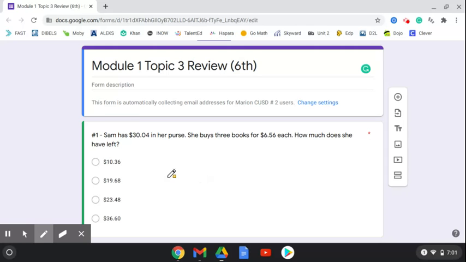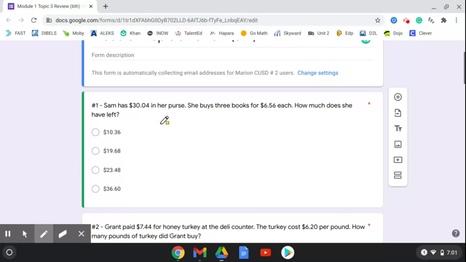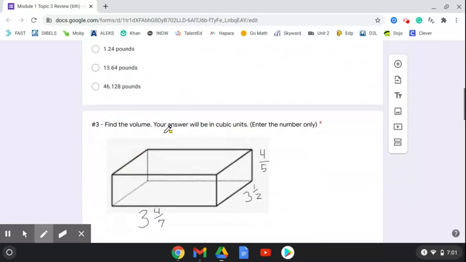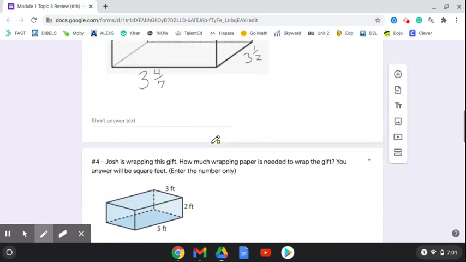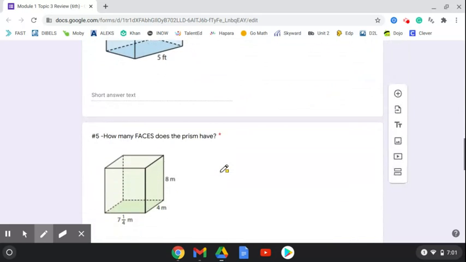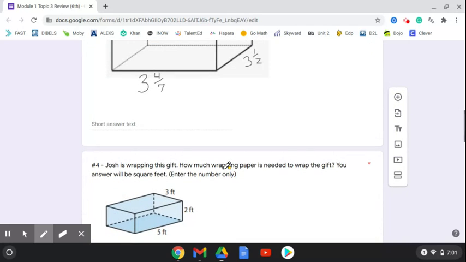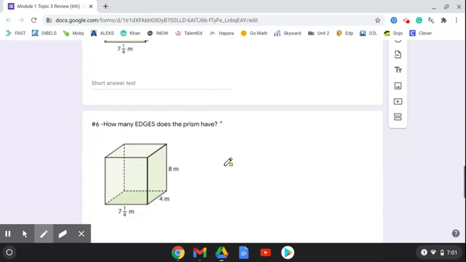So it's very important that you show me your work for operating with decimals, and when finding volume and surface area, plugging in fractions and plugging in decimals to find volume and surface area. If it's surface area, be sure to label your answer in square units. If it's volume, be sure to label your answer in cubic units.